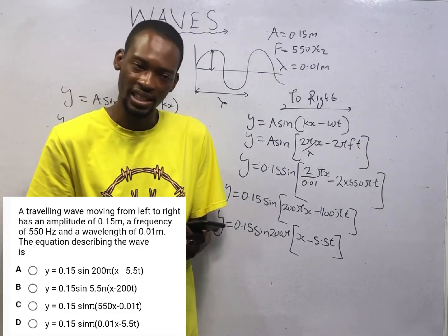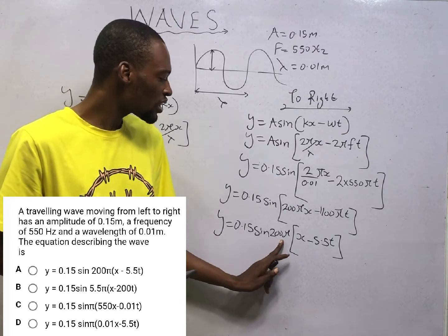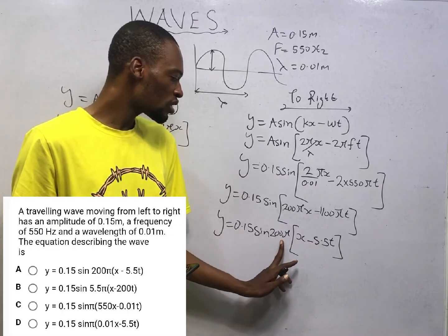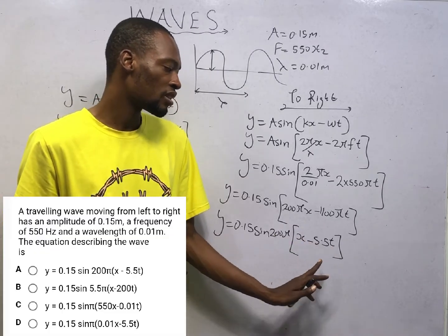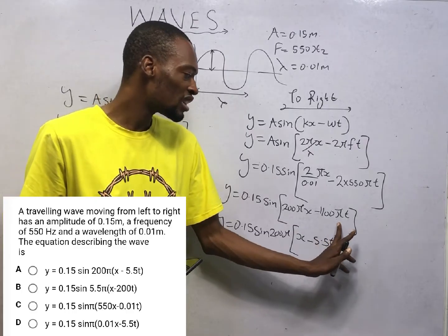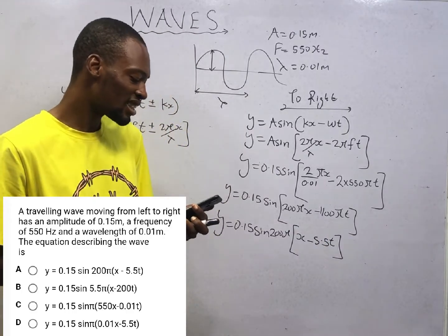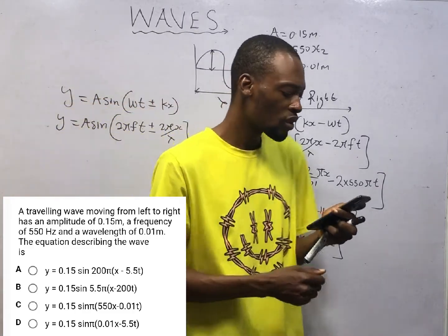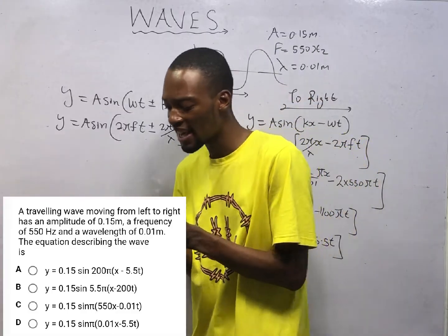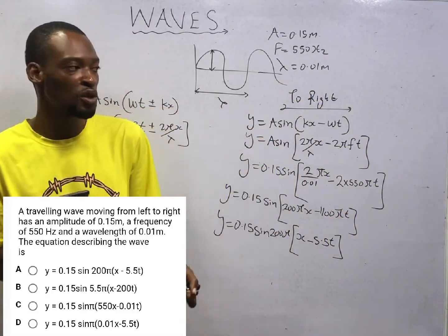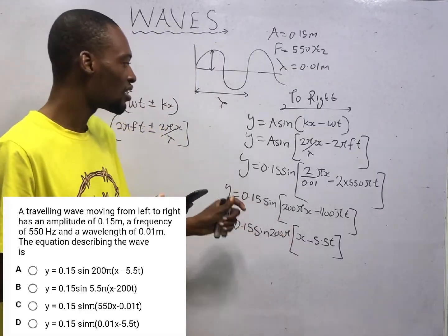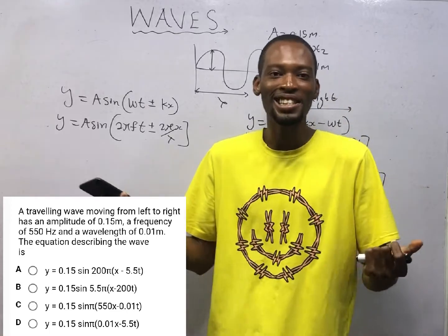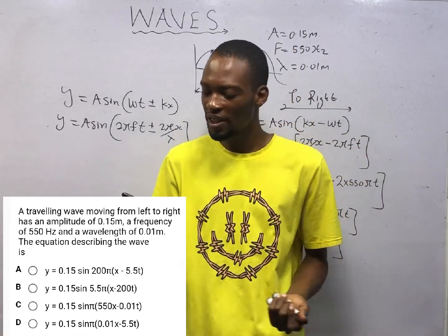If you don't understand what we did here, simply do something like this. 200 pi times s, what would that give you? 200 pi s. 200 pi times 5.5t, what would that give you? 1100 pi t. So we did not alter anything. And looking at the options, the correct option is obviously option A. y equals 0.15 sine 200 pi, bracket open, s minus 5.5 t, bracket closed. Isn't this interesting? To me, it is an interesting question. How about you? What do you think?